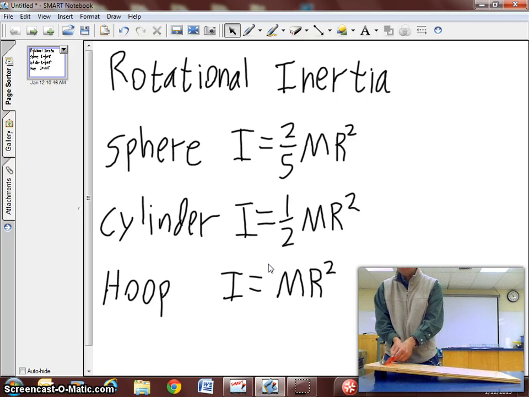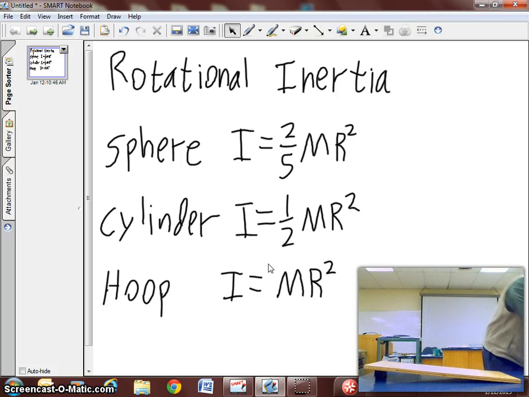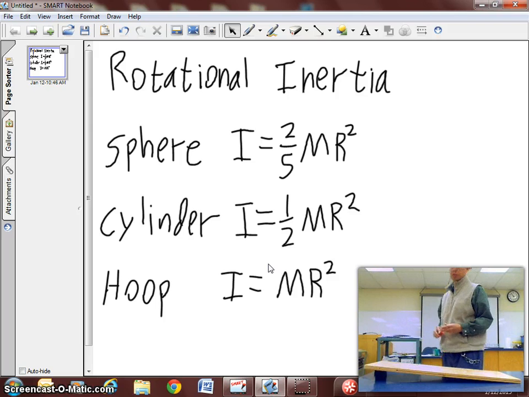So we will place the hoop, the cylinder, and the sphere, and then we will release them. You can see the hoop made it last to the bottom of the incline, the sphere made it first, and the cylinder was in between in the race.